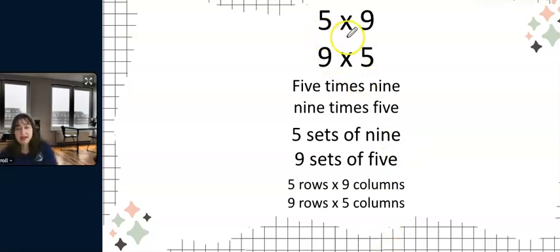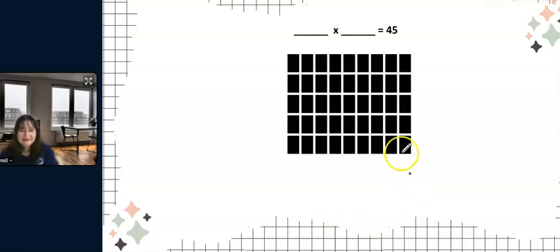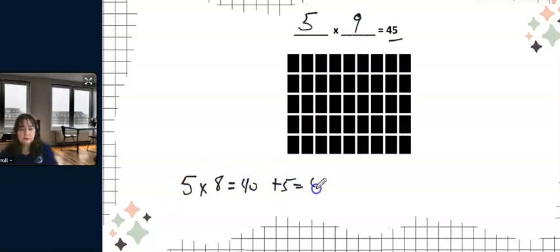Okay, so 5 times 9, 9 times 5, 5 sets of 9, 9 sets of 5, 5 rows and 9 columns, 9 rows and 5 columns. What's my answer? 45. Hopefully you got that as well. And you can kind of think of it as 5 times 8 is 40 plus 5 gives you 45. That may help a little bit.